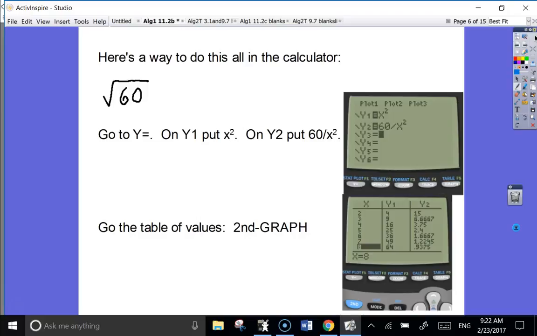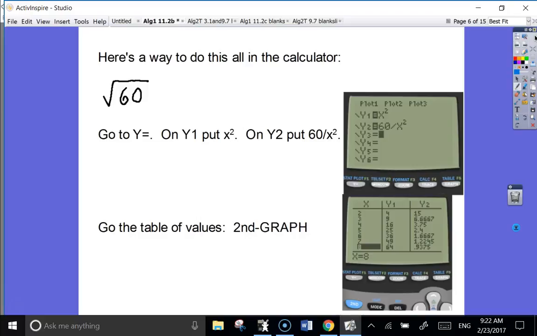Now notice what we've got here. In this column, we've got all the perfect squares. In this column, we've got what you get if you divide 60 by all the perfect squares. Does everybody have this screen? If you need help with that, let us know. We all got to get to this point where you've got this on your table of values.